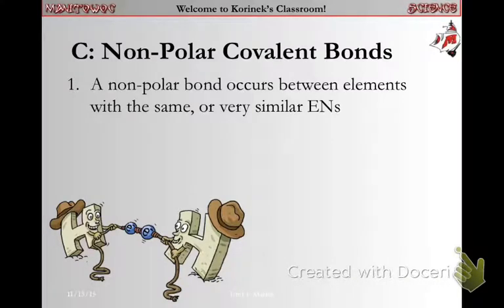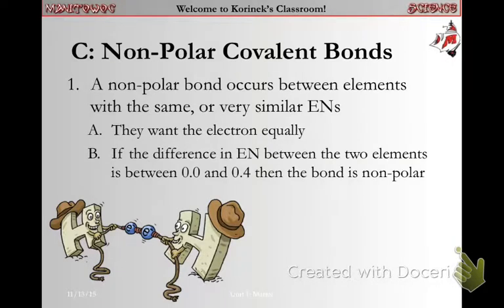This electronegativity concept, which element wants the electron more than others, leads to different types of covalent bonds. So the first type of covalent bond we'll identify is a nonpolar covalent bond. And this is a bond that occurs between elements with the same or very similar electronegativities. So, like, they want the electron equally. There's really no competition between the two. And the rule that we use is that if the electronegativity difference between the two elements is between 0 and 0.4, then we call the bond nonpolar.